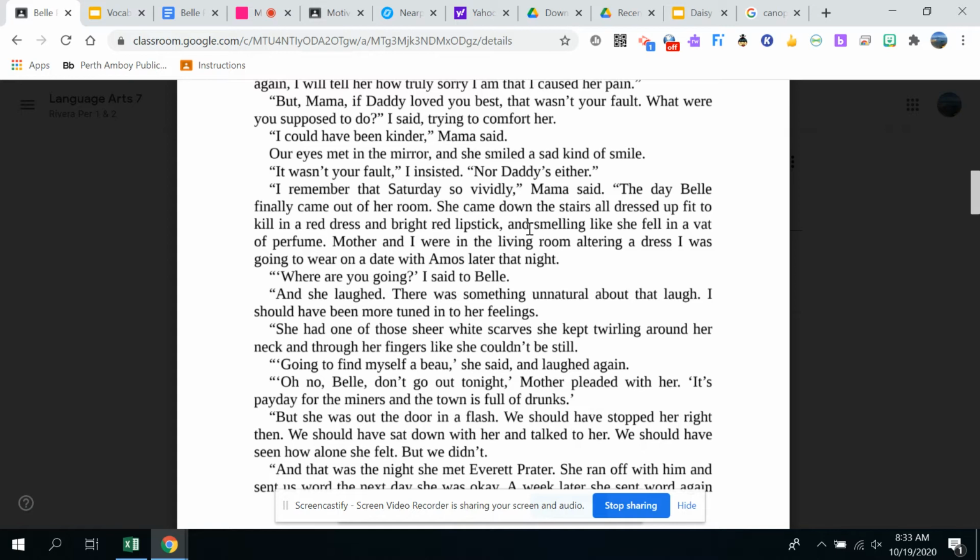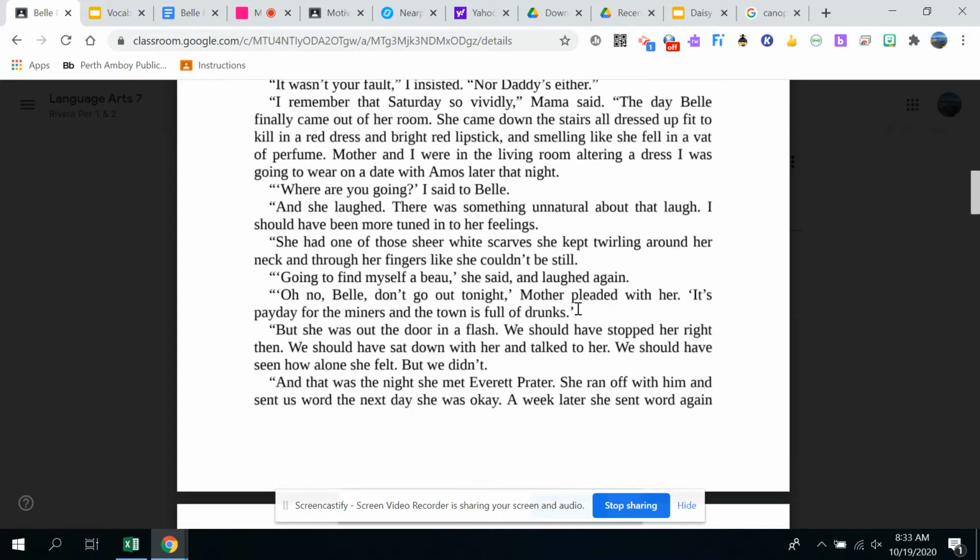"I remember that Saturday so vividly," Mama said. "The day Belle finally came out of her room. She came down the stairs all dressed up to kill in a red dress and bright red lipstick, and smelling like she fell in a vat of perfume. Mother and I were in the living room altering a dress I was going to wear on a date with Amos later that night. Where are you going?"